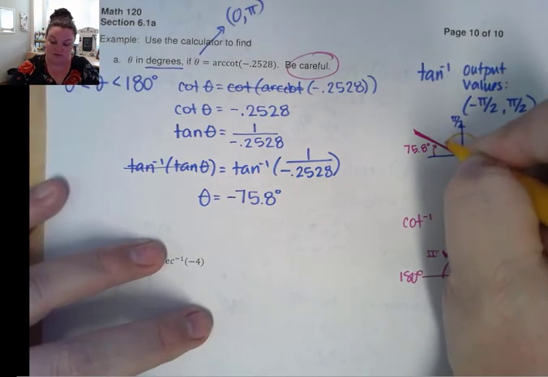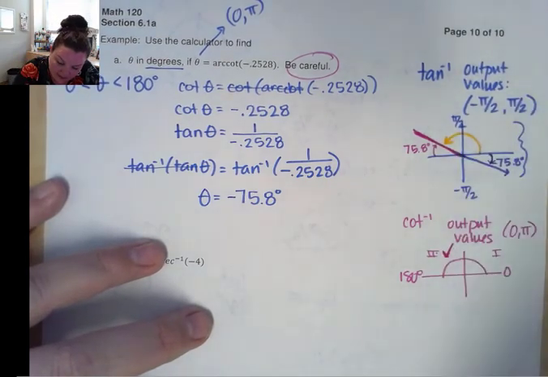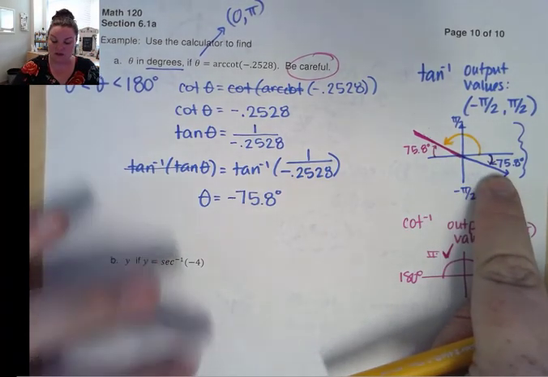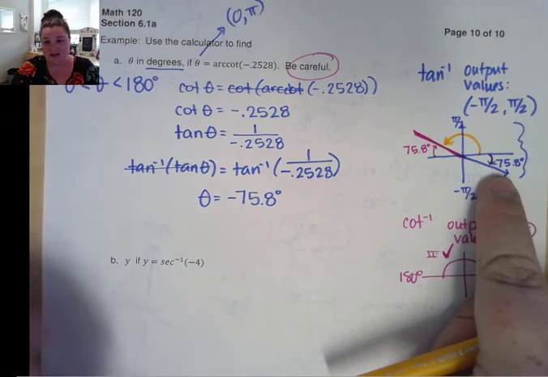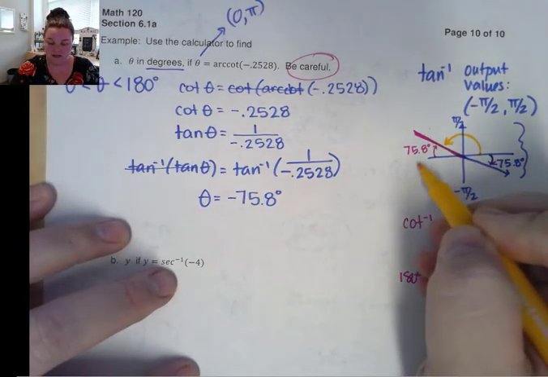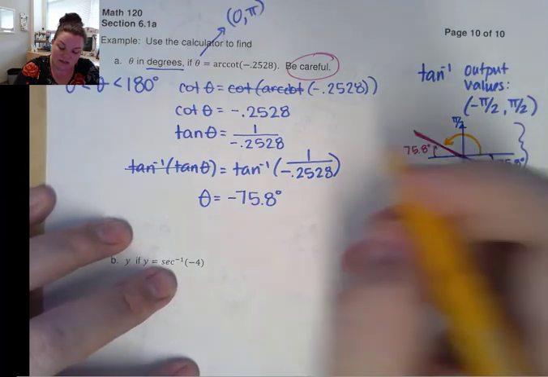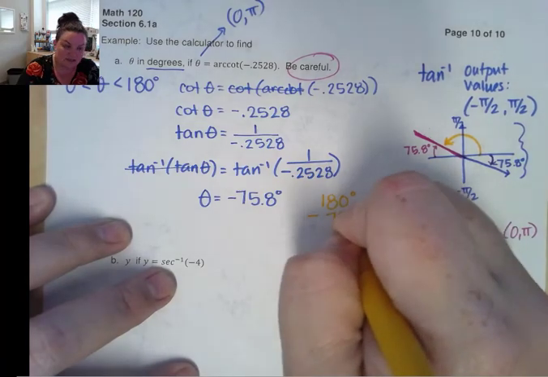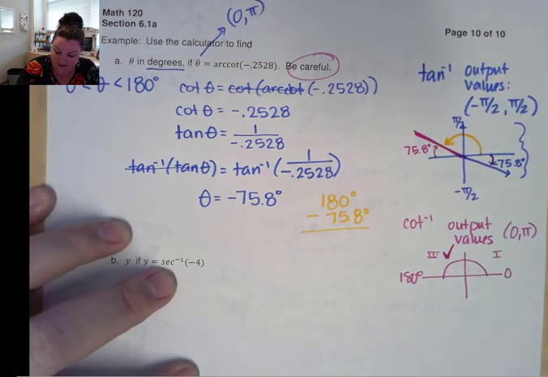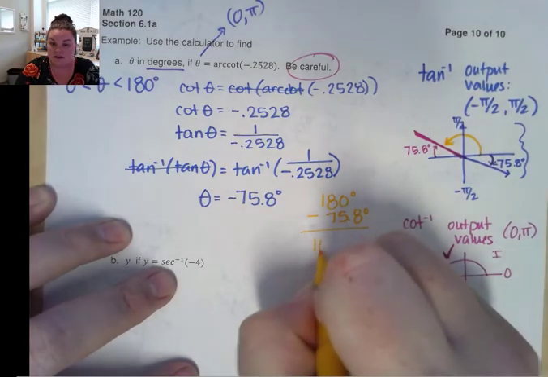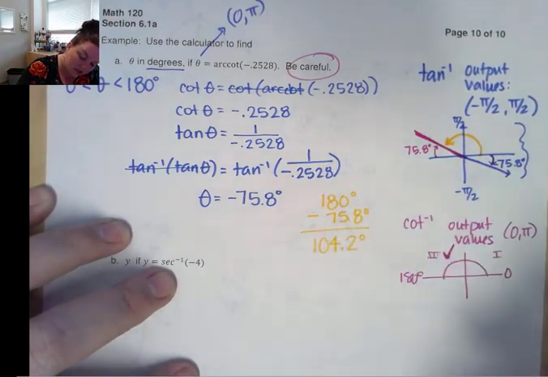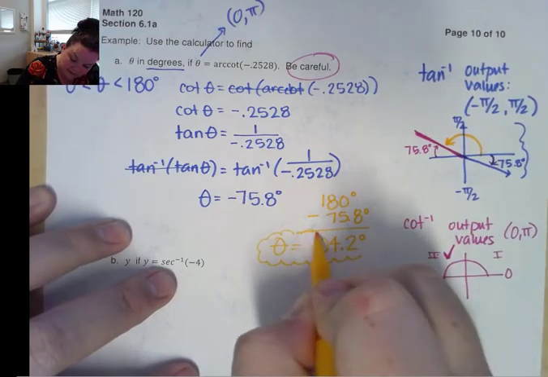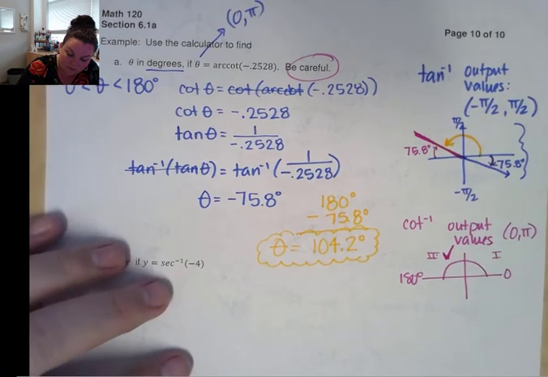So all I have to do is figure out, okay, well, from 0 to 180, what is that measure that is equivalent to a tangent of negative 78 or 75.8? So all I have to do is think, okay, well, if I went all the way, that would be 180 degrees. So I'm going to take 180 degrees and subtract 75.8 degrees from it. And what that leaves me with is 104.2 degrees. So that is my answer for this problem.